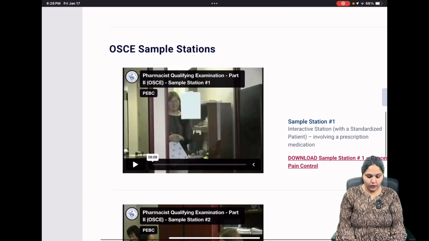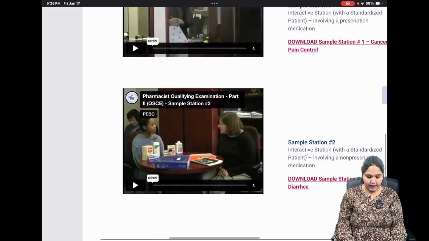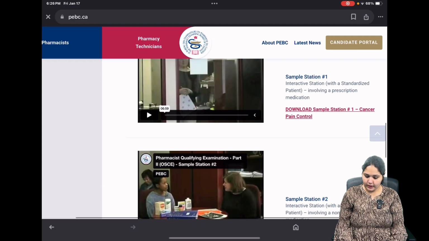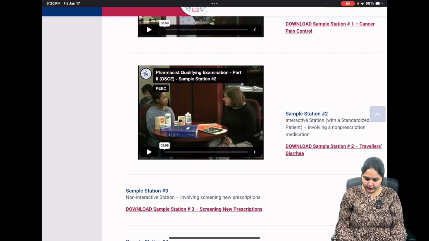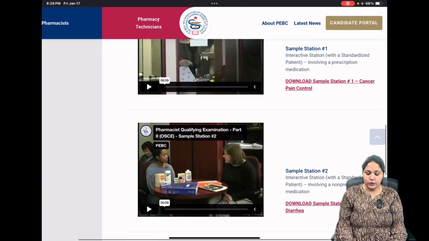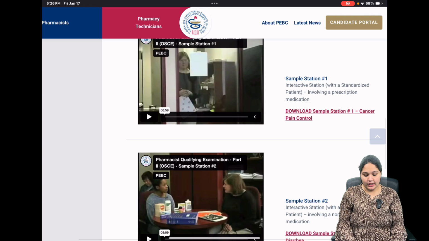Now we come to the OSCE sample stations. There are 5 stations you can see here. Station 1 is interactive, station 2 is also interactive, station 3 is non-interactive, station 4 is non-interactive, and station 5 is again an interactive station. You can download the station and you can watch the videos as well. So let's go to sample station 1.